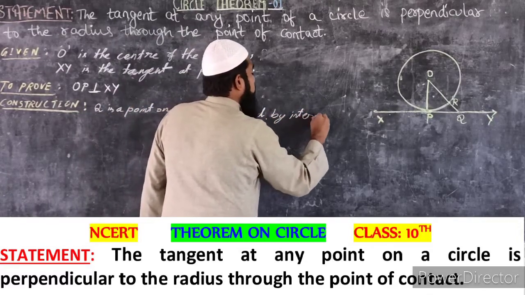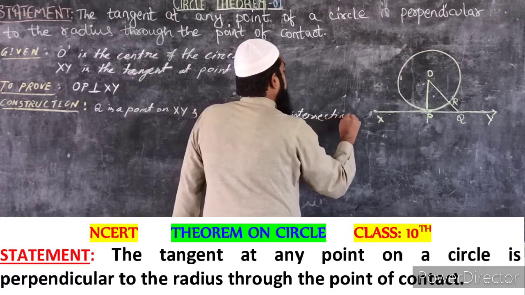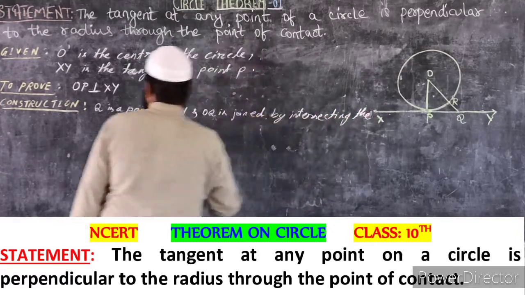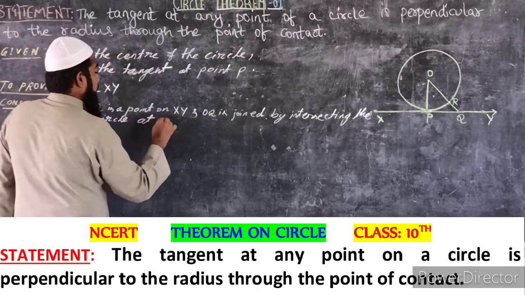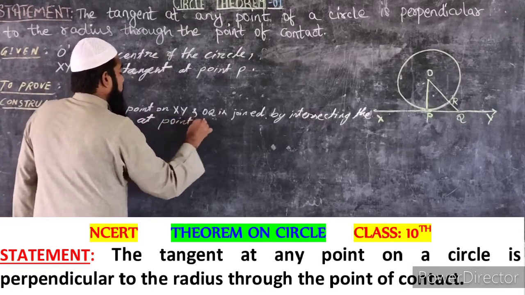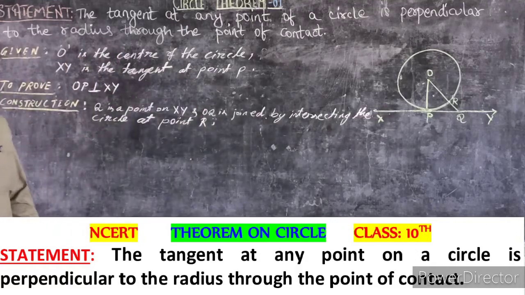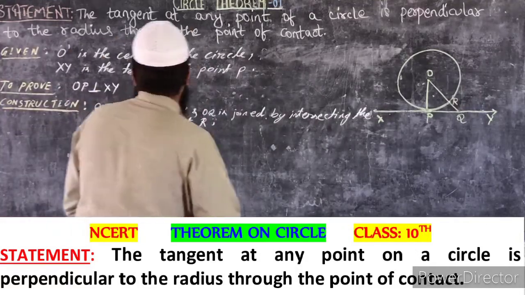By intersecting the circle at point R. Now we'll move on to our proving part. Proof.